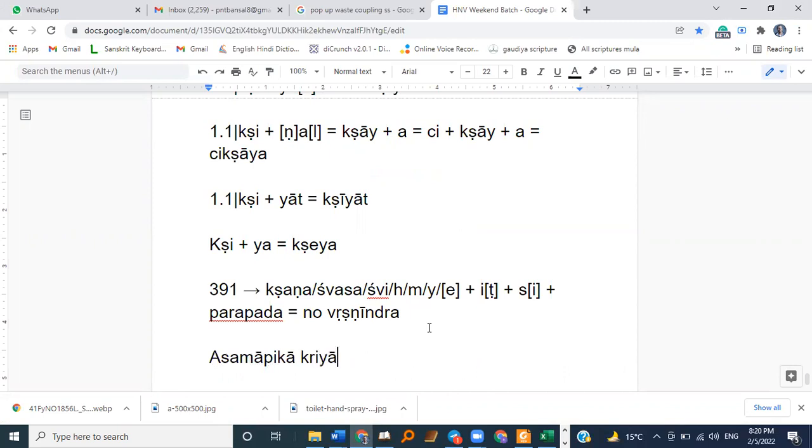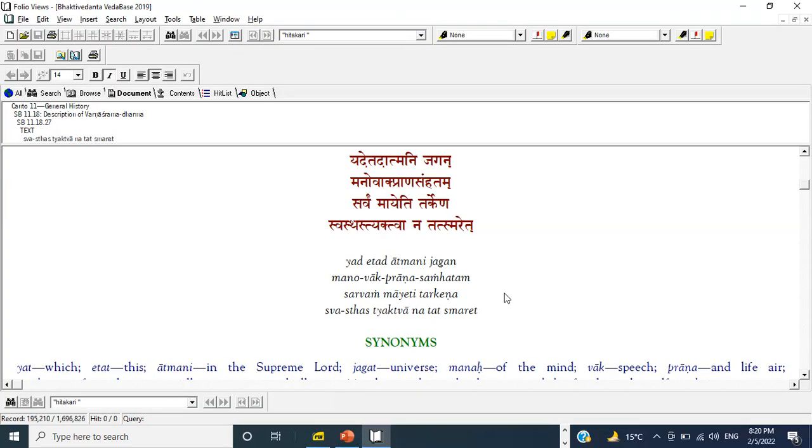Okay, so then I had another question. Tarkena is by this argument, so that's in 3.1. I wasn't sure with mayeti, which means all of this is maya, whether the iti goes with maya, or whether it's iti tarkena, by this argument. I don't know which word it goes with. So it's like by this argument, which is sarvam maya iti. So by the argument, which is that everything is maya. Okay, so the iti goes with the tarkena, not with the maya.